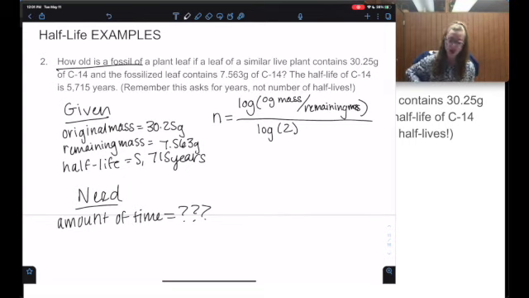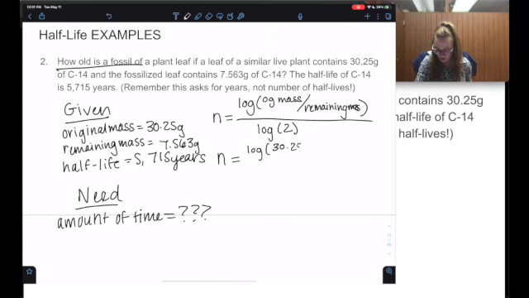So remember, we're solving for N, and N is the amount of half-lives. Once we know the amount of half-lives and we know what the half-life of C14 is, we can figure out how long or how many years this fossil has been around. So let's go ahead and plug into our equation. We can say that N equals the log of the original mass, which is 30.25 grams, divided by the remaining mass, which is 7.563 grams, divided by the log of 2.